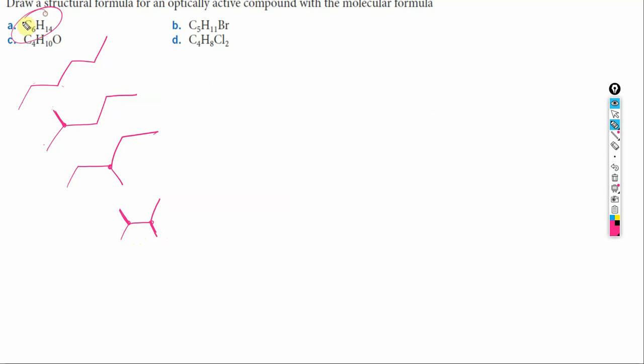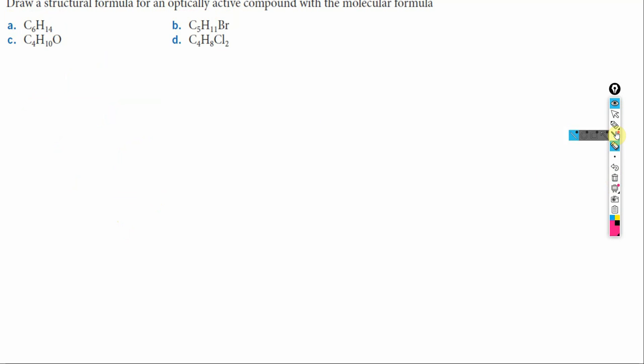So for C6H14, it's actually not possible to draw a structure that is going to have a stereogenic center, and therefore it is not possible to get an optically active molecule based on this molecular formula. You can write out your possible isomeric structures, but all of them are going to be compounds that will not have a chirality carbon. Therefore it is not possible to draw an optically active compound for C6H14. And so we can try the next one.